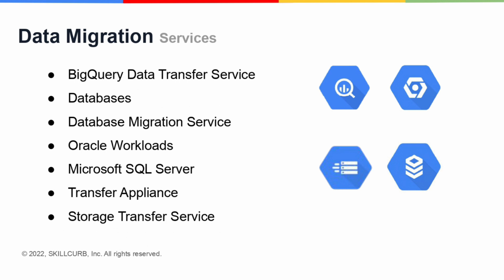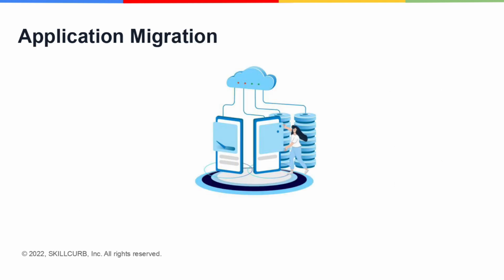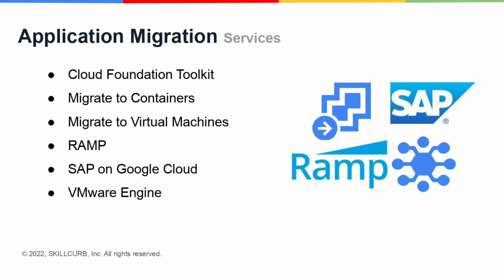Here's a list of the data migration services available to you within the Google Cloud Platform. You can utilize these services for your data migration needs. Cloud migration is the process of moving a company's digital assets, services, databases, IT resources, and applications either partially or completely into the cloud. Here is a list of the application migration services available to you within GCP or are GCP compatible. You can use these services to migrate your applications into GCP.